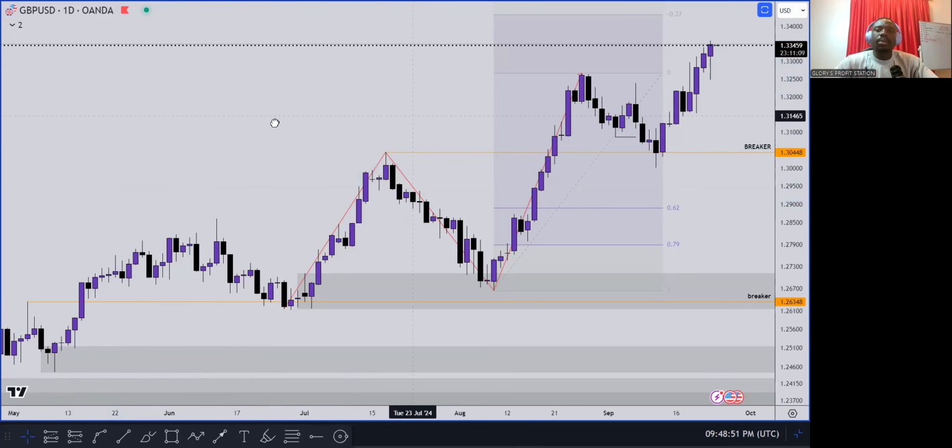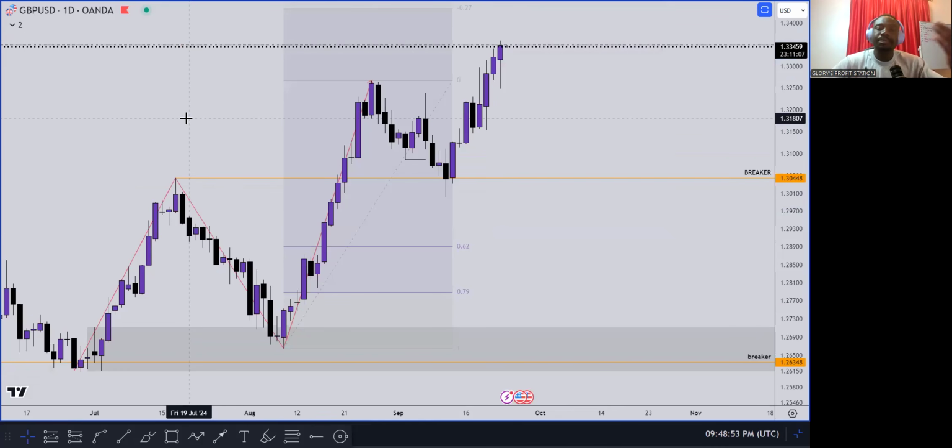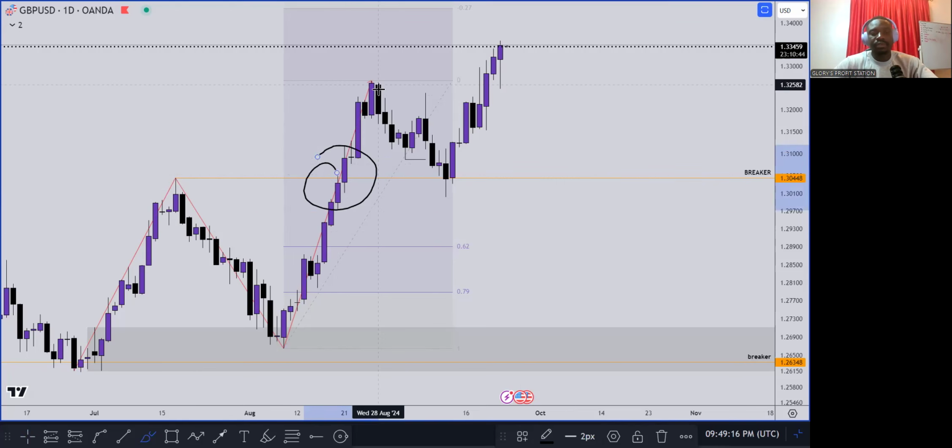But at the end of the day, when it comes to possibilities and probabilities, it is possible that the market can come to this area, bounce off of this area right here, and then push to the upside. Now, again, it's not just about the breaker level, it's also about the internal structure around this area here, when the market was crossing that level right there.